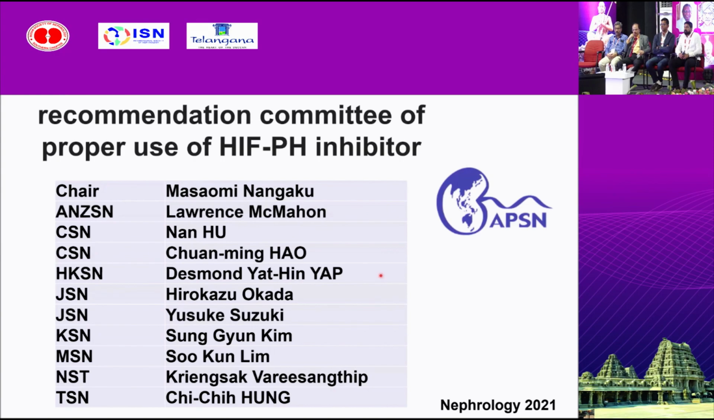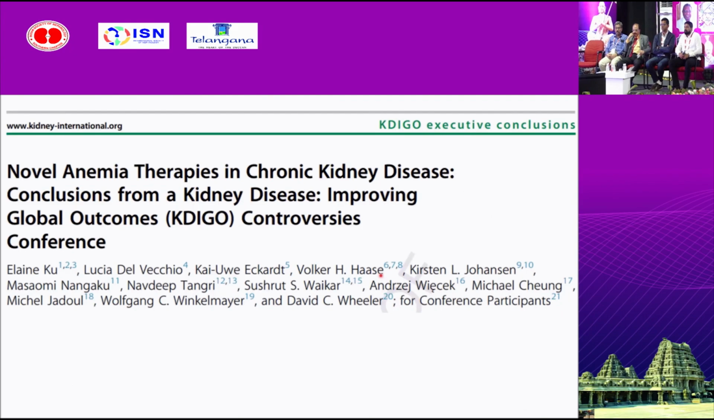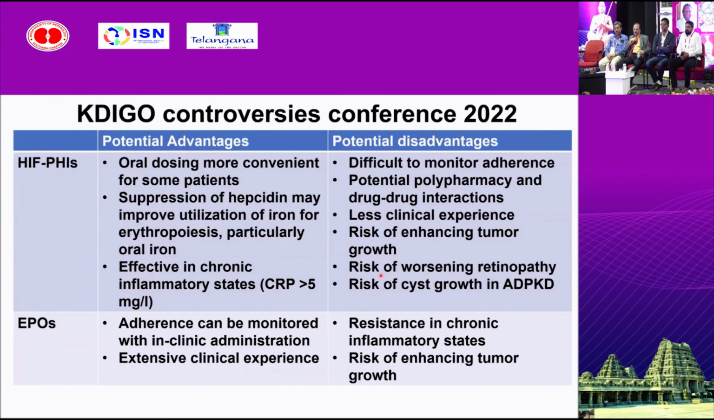Because HIF-PH inhibitors were first approved in Asia, the APSN published a recommendation on the proper use of HIF-PH inhibitors in 2021. And KDIGO also published the results of the controversies conference about HIF-PH inhibitors last year. There are many potential advantages and disadvantages of both drugs. HIF-PH inhibitors are orally dosed and more convenient, they suppress hepcidin, improve the utilization of iron, and are effective in chronic inflammatory status. However, at the same time, there is potential polypharmacy, and we have less clinical experience with HIF-PH inhibitors. We have a risk of enhancing tumor growth, although clinical trials did not show that kind of strict evidence.